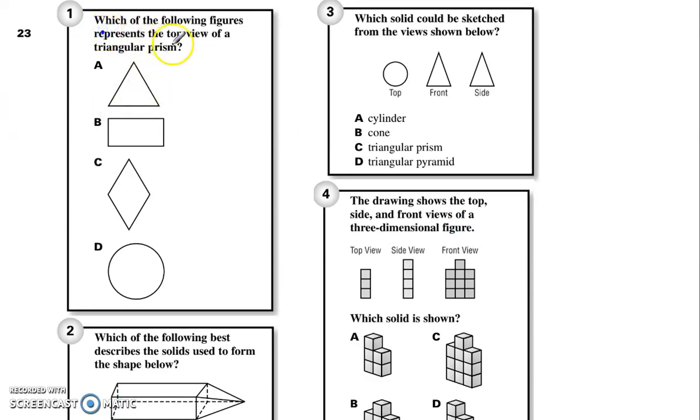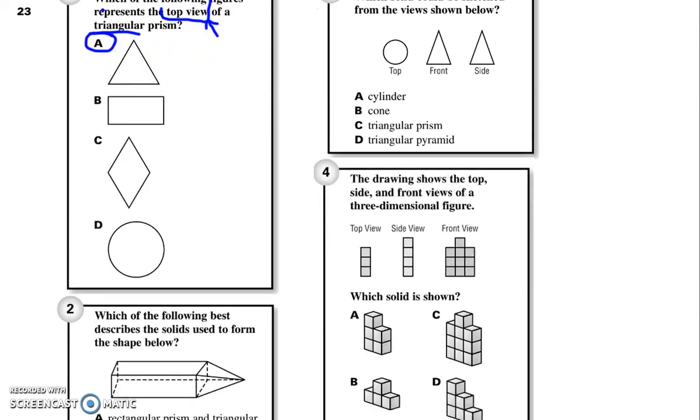The top view. Now, I had a good discussion today. The top view is assuming that this shape is standing on its base. A prism is always named for its base, which would mean the base shape is a triangle, and we are assuming in the top view that it is sitting on its base, so the top view would be a triangle.